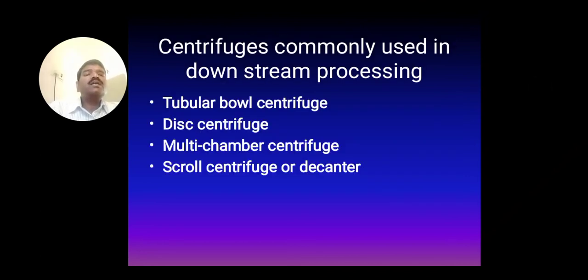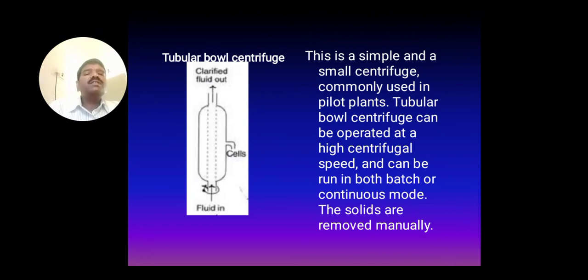As I told earlier, centrifuges are of four types: tubular bowl centrifuge, disc centrifuge, multi-chamber centrifuge, and scroll centrifuge or decanter. First one is the tubular bowl centrifuge. This is a simple and small centrifuge commonly used in pilot plants. Tubular bowl centrifuge can be operated at a high centrifugal speed and can be run in both batch and continuous mode. The solids are removed manually.